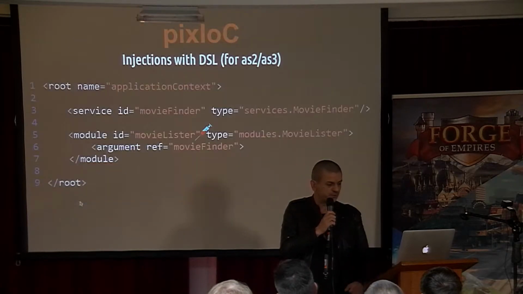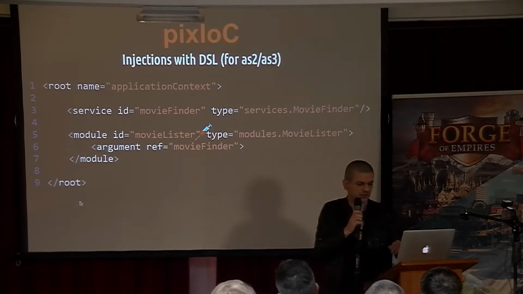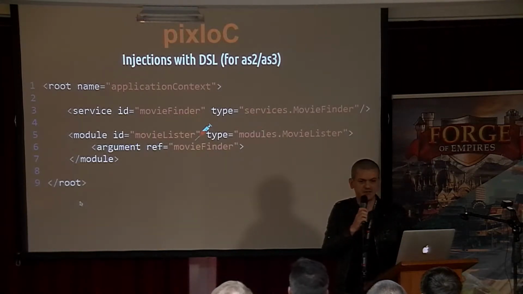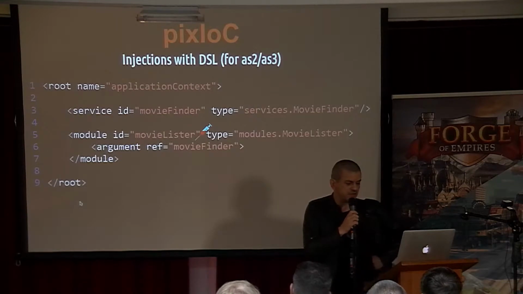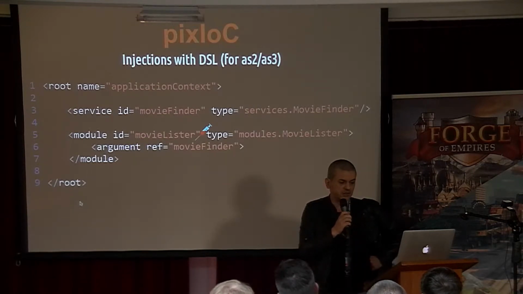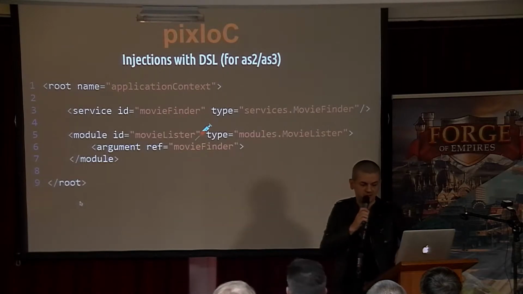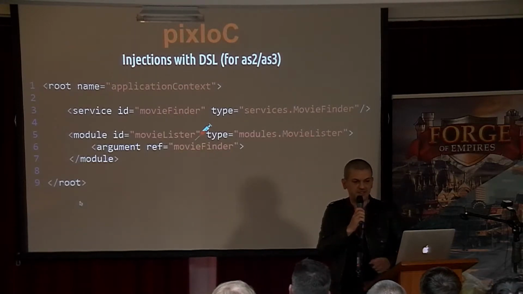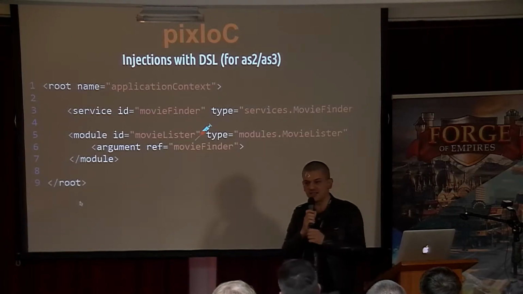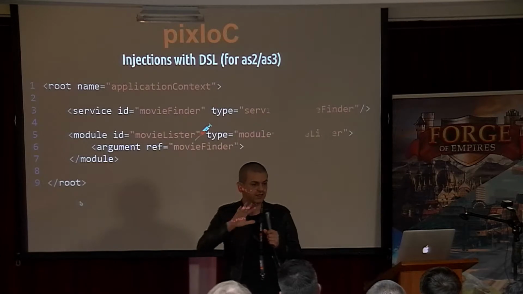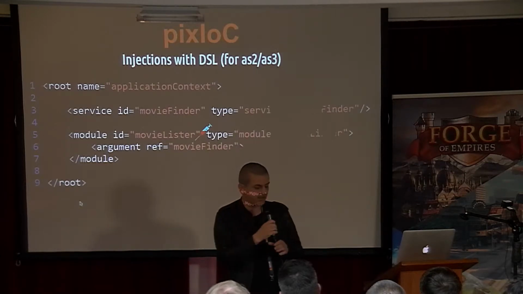And this is the Spring inspiration as well. So the story continues. This is the first version of PixIOC. It was released at first in AS2. And as you can see, the goal was to make this inversion of control. So for example, this movie lister needs a service, and this service is not inside the code base, not inside the implementation. It's separated. It's in a declarative way inside an external file.